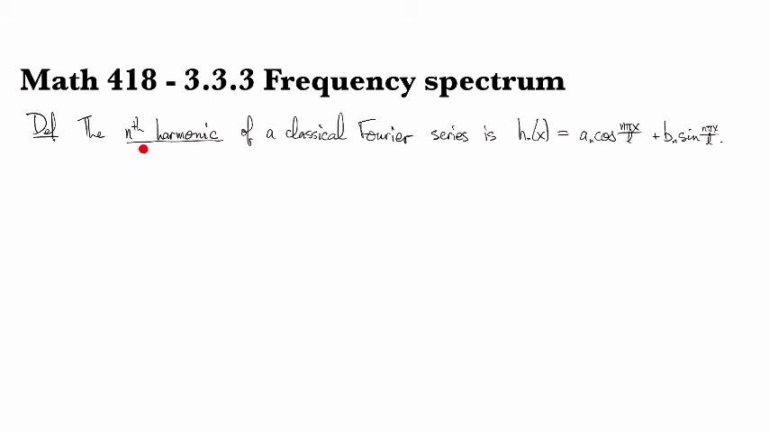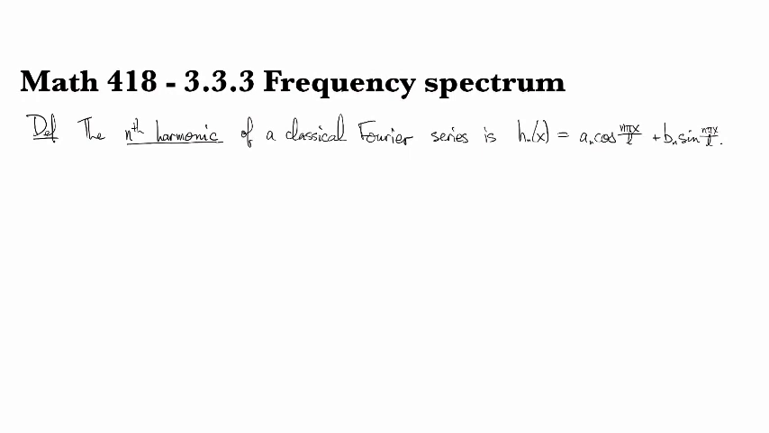So the nth harmonic of a classical Fourier series is Hn given by an cosine n pi x over L plus Bn sine n pi x over L. So that's just exactly the summand that appears in the series, right? And so the use of this term harmonic refers to vibrations of strings, and this is why the study of Fourier analysis is sometimes also called harmonic analysis.